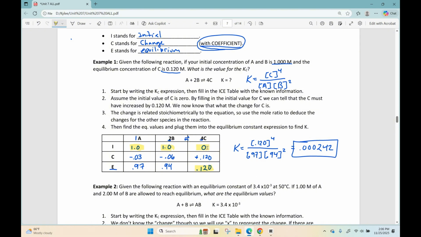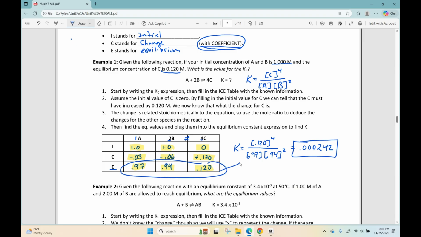From that, that tells me that C increased by 0.120. And what I did is I used the mole ratio to figure out if C is increasing by that much, how much would B decrease and how much would A decrease. And then I actually perform that subtraction. 1 minus 0.03 gives me the 0.97 and 1 minus 0.06 gives me the 0.94. Once I have all those numbers at equilibrium, I can plug them into my equilibrium expression and solve for K.